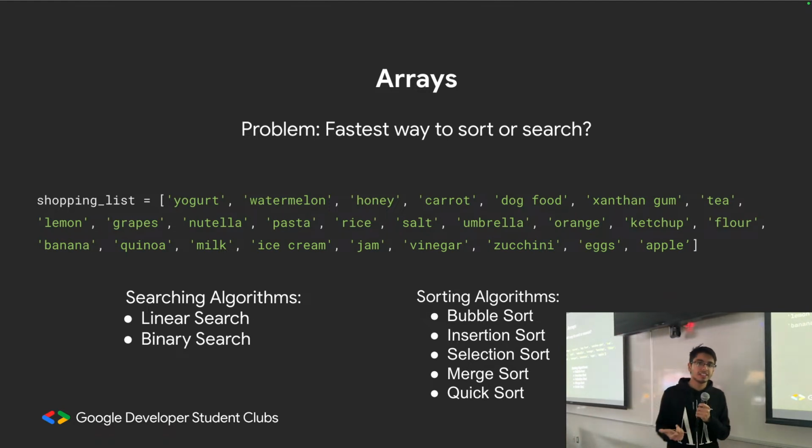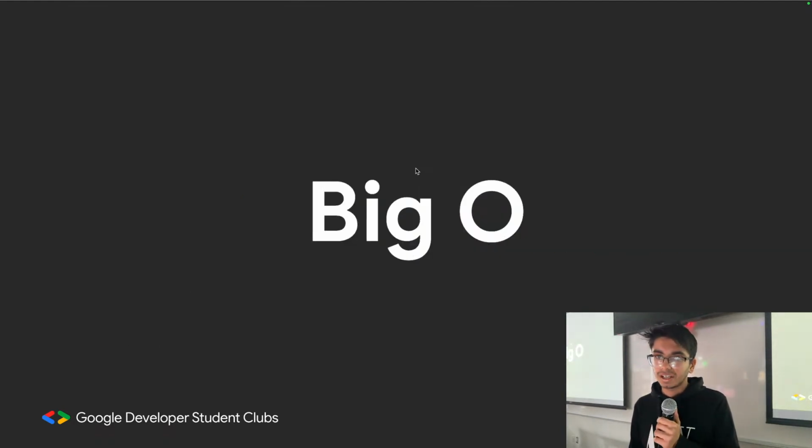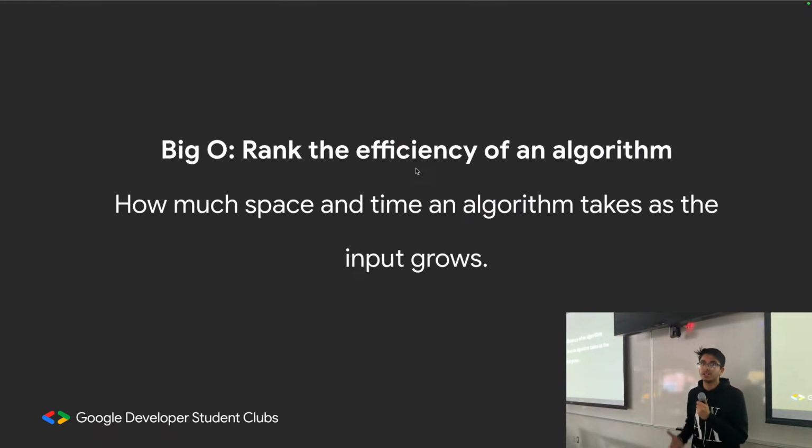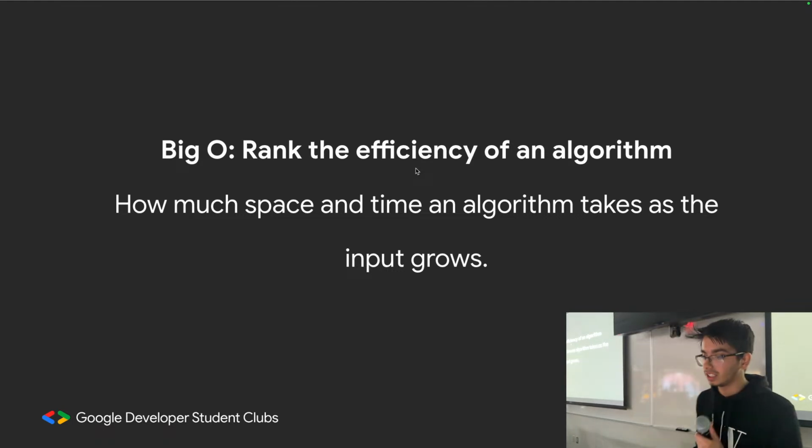Now I'm going to give you an example of the two searching algorithms to explain how big O notation works. So big O is essentially a way of ranking the efficiency of an algorithm, how much space and time an algorithm takes as the input grows.